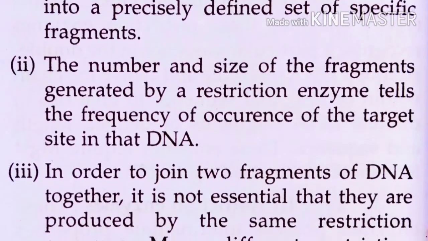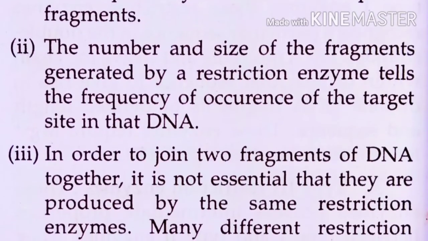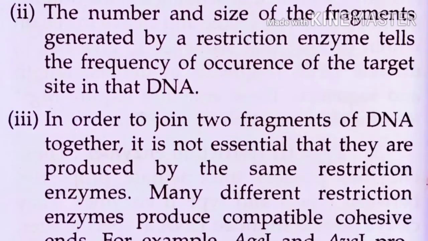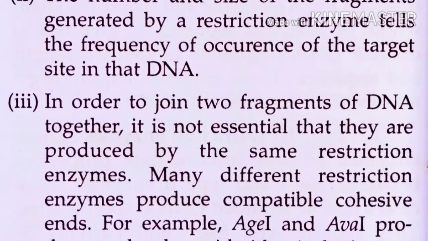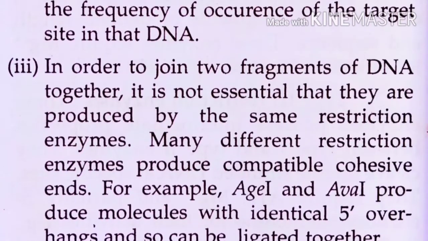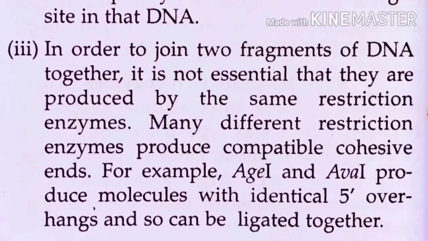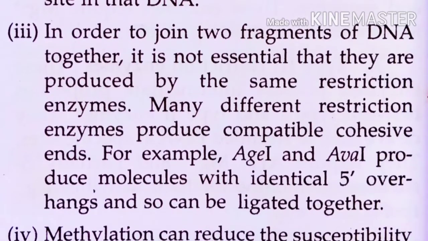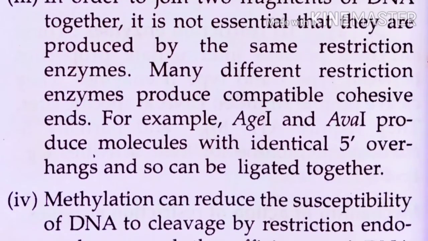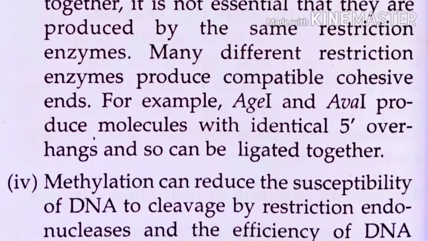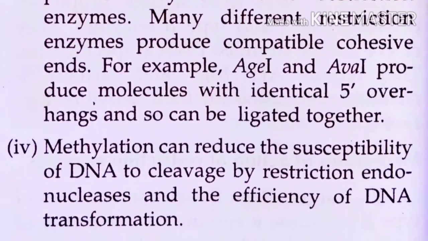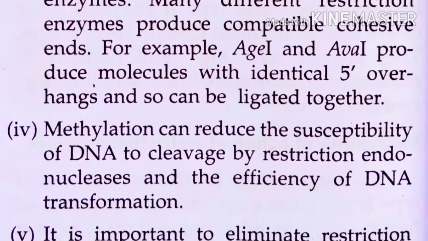Now, third point is, in order to join two fragments of DNA together, it is not essential that they are produced by the same restriction enzyme. Many different restriction enzymes produce compatible cohesive ends. For example, AgeI and AvaI produce molecules with identical 5' overhangs and so can be ligated together. Fourth point, methylation can reduce the susceptibility of DNA to cleavage by restriction endonuclease, and the efficiency of DNA transformation.